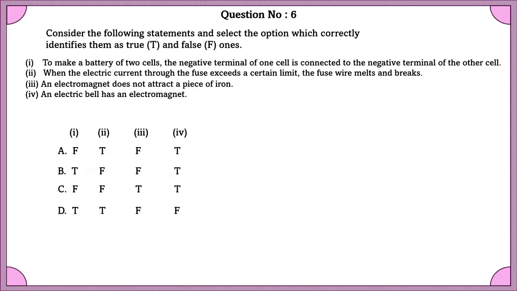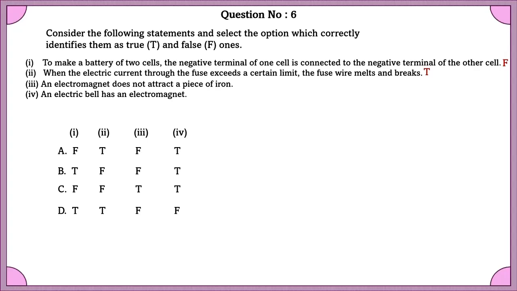Question number 6. Consider the following statements and select the option which correctly identifies them as true or false. First one. To make a battery of 2 cells, the negative terminal of one cell is connected to the negative terminal of the other cell. This is false. One negative and one positive should be connected. 2. When the electrical current through the fuse exceeds a certain limit, then the fuse wire breaks and melts. This is true.